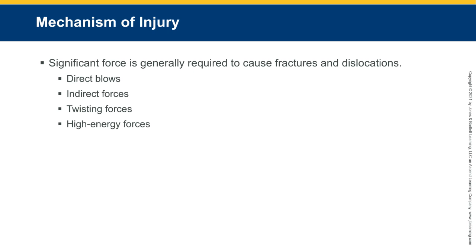Orthopedic injuries typically result from significant force applied to the body. These forces can be classified into four main types: direct blows, indirect forces, twisting forces, and high-energy impacts. Recognizing the mechanism of injury helps us anticipate possible fractures, dislocations, and soft tissue damage.